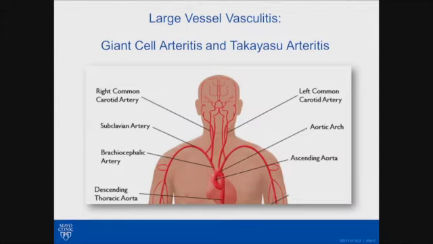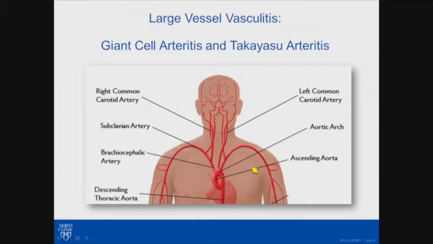So when we think about giant cell arteritis and Takayasu arteritis, as I mentioned, we're referring to a form of large vessel vasculitis because they both affect the largest blood vessel in the body, which is the aorta, shown here, and that's the artery that's coming right out of the heart and then gives off branches that go to the head and neck, and branches that go to the arms. And these blood vessels are the ones that are most commonly affected in GCA and Takayasu.